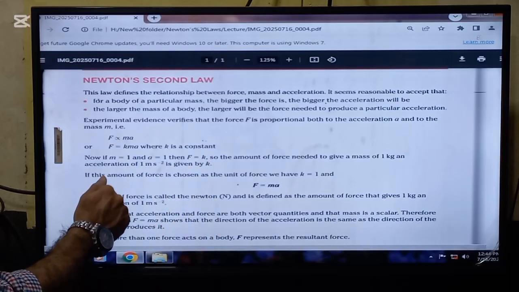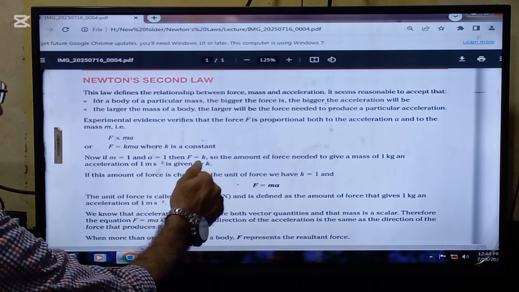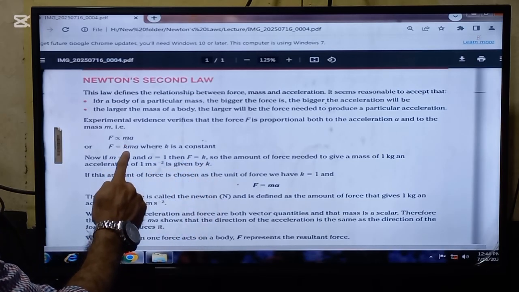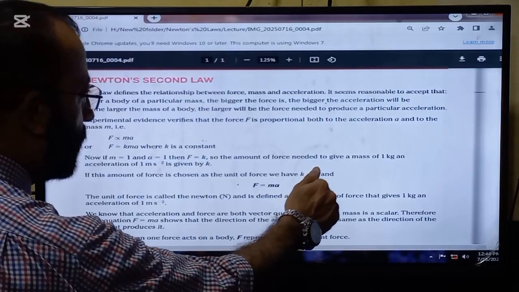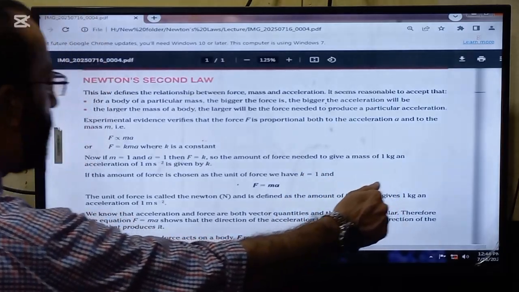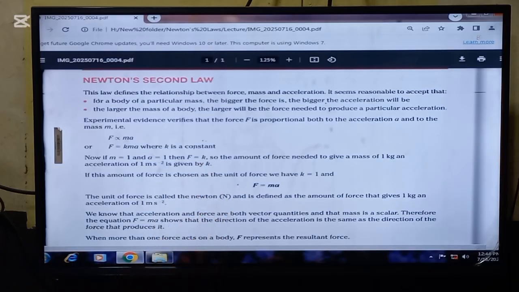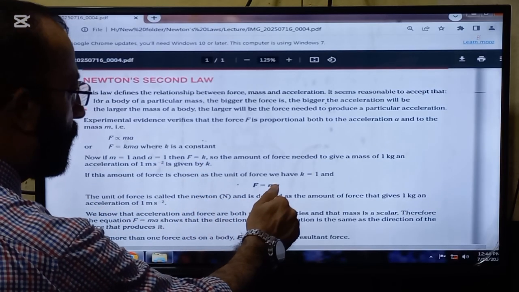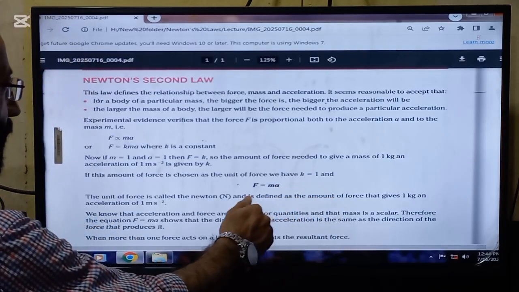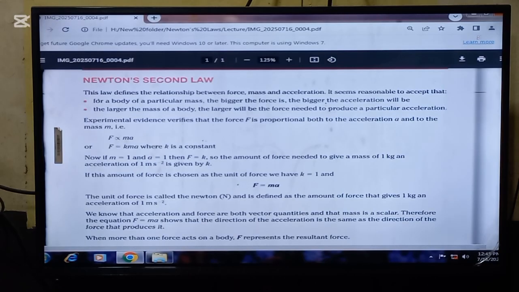Now, if m is equal to 1 and a is equal to 1, then F is equal to k, because when you put 1 over here, 1 will be multiplied by k, so F will be equal to k. So the amount of force needed to give a mass of 1 kg an acceleration of 1 meter per second square is given by k. If this amount of force is chosen as the unit of force, we have k is equal to 1 and F is equal to ma. So this is the formula that will be used in numerical questions.